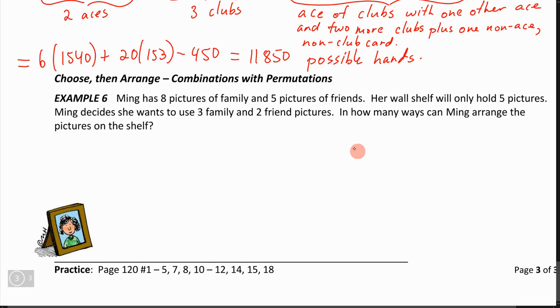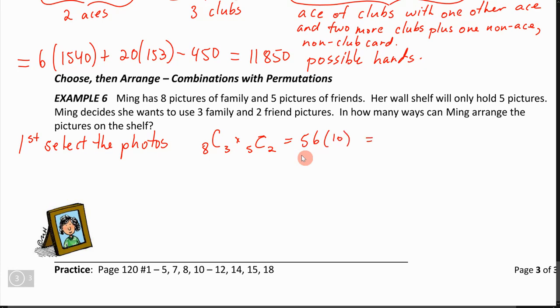Well, first to select the photos. So there are 8 pictures of family, we're going to choose 3 of them, times 5 choose 2 for the friends. We can only hold 5 pictures, so 3 of them are family and then 2 are friends. Okay, and this is going to give me 56 times 10, which is 560 possible selections.